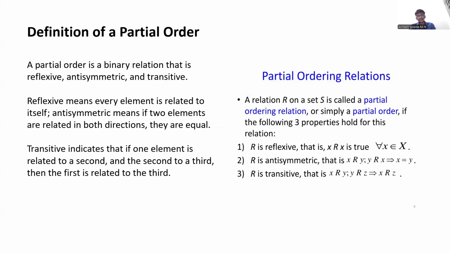Definition of partial order. A partial order is a binary relation that is reflexive, antisymmetric, and transitive. Reflexive means every element is related to itself. Antisymmetric means if two elements are related in both directions then they are equal. Transitive indicates that if the first element is related to the second and the second is related to the third, then the first is related to the third.